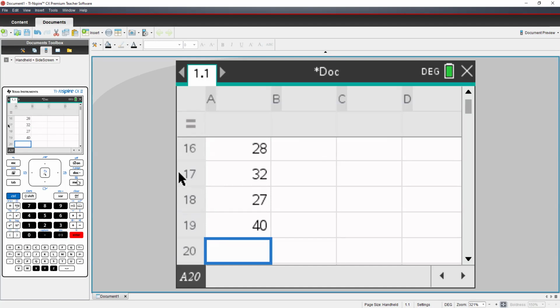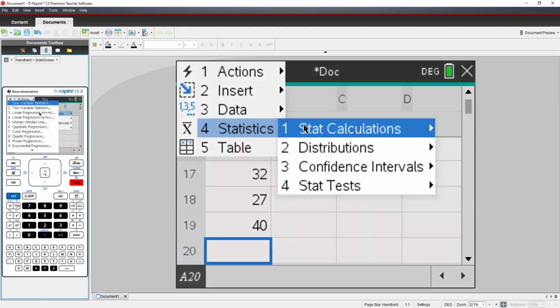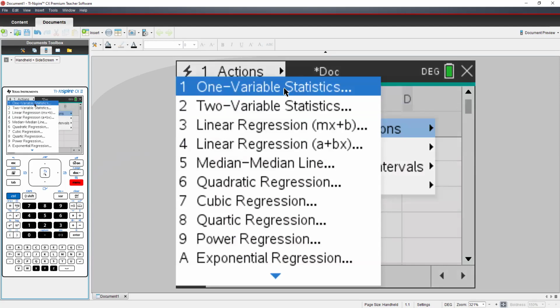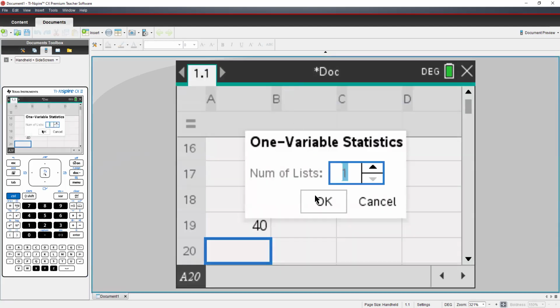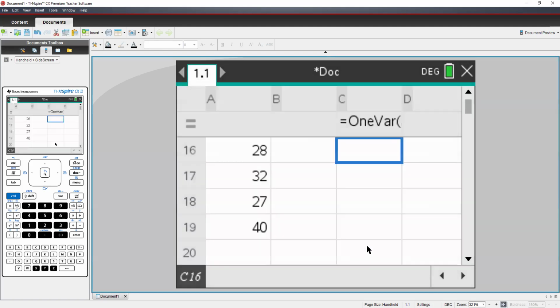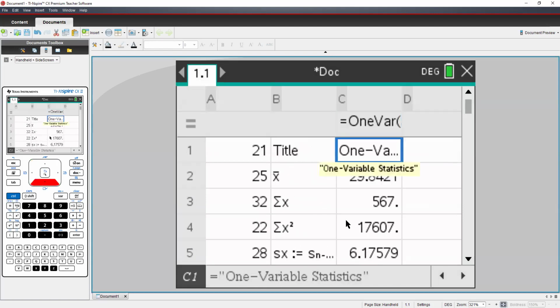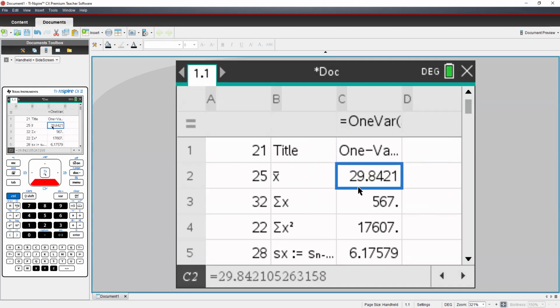Now remember, you would then go to menu, 4 for statistics, 1 for stat calculations, and we're doing 1 variable statistics. You just hit OK, and then you make sure that the A is selected, or you could give it a name and make sure that name is selected, and then put your results next to that column. So I'm going to put it in B. When I scroll up, I get my results. Remember, what I'm looking for is the sample mean, the x with the bar over it.